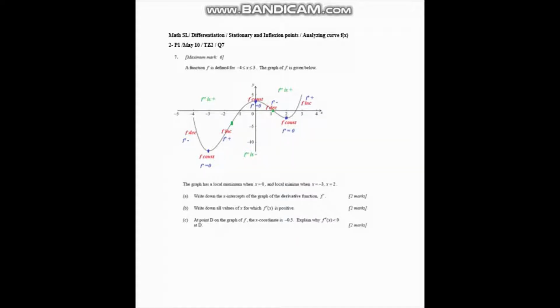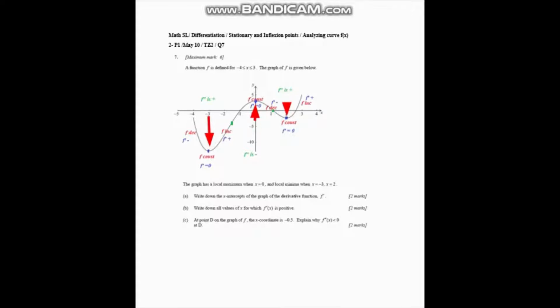So let's read question A. Write down the x-intercepts of the graph of the derivative function given that the graph has a local maximum when x equals 0 and local minima when x equals negative 3 and x equals 2. Maxima and minima are the categories or the types of turning points. So they're simply telling us that the turning points are at x equals negative 3, and we already know this from the drawing, x equals 0, and x equals 2.